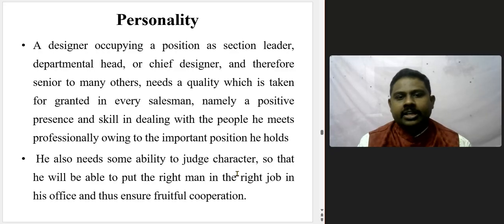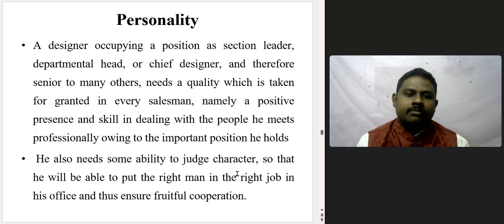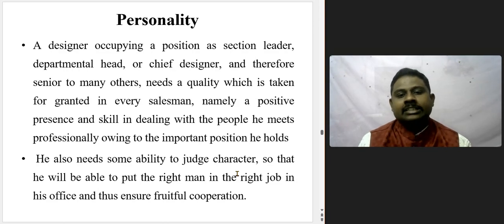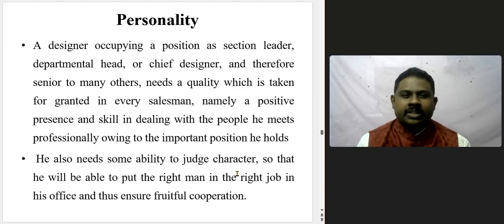And personality, he should be a good personality, because whatever he is presenting, it should be very clear and it should be very clean, because he's the one who is going to communicate with the design office, salesman and everybody. He needs to satisfy the entire team, production team, etc. So he should be very good as a person. At the right job he should be the right man.